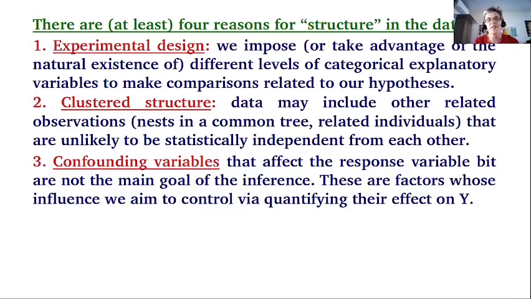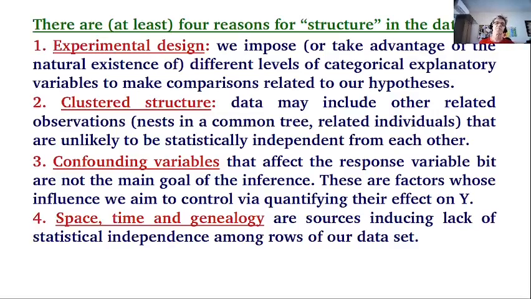The third is that there might be confounding variables. Confounding variables reflect variables that affect the response variable, but they are not the main goal of the inference. These are factors whose influence we aim to control via the quantification of their effect on the response variable.